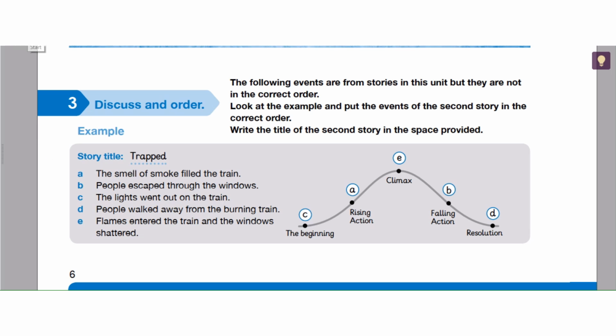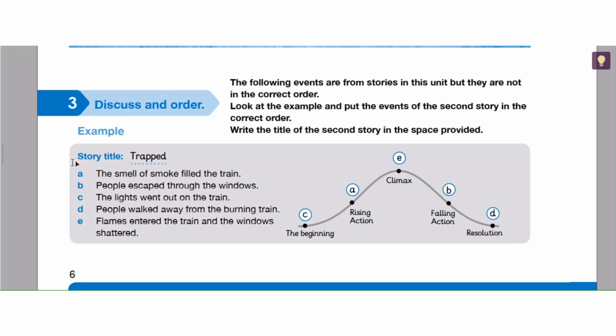Discuss and order. We are going to order these sentences and classify them into beginning, rising action, climax, falling action, resolution. The following events are from stories in this unit, but they are not in the correct order. Look at the example and put the events of the second story in the correct order. The first one is done for you.